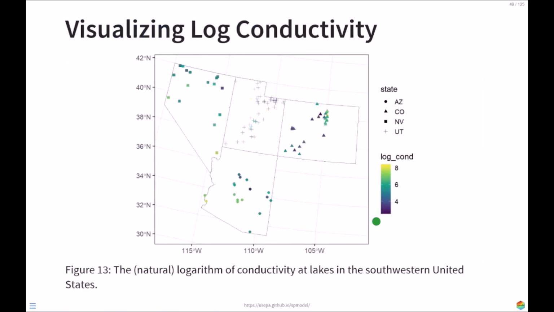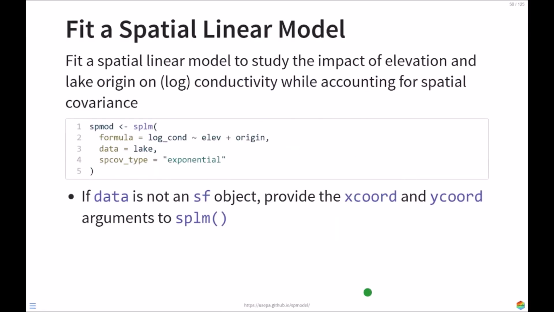So, a quick visualization of log conductivity here. We see our 4 states. We see log conductivity, which will be our eventual response variable. When we look at this variable, we do see some of that spatial patterning. For example, here we see a lot of high values together. Here we see some lower values together, so on and so forth. So our goal is to fit a spatial linear model to study the impact of elevation and lake origin on log conductivity while accounting for spatial covariance. This is just an illustrative example, and suppose this was the particular research question that I'm interested in.